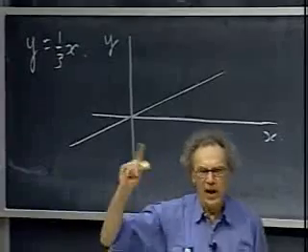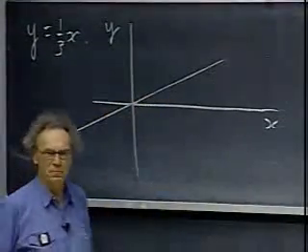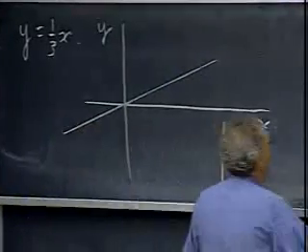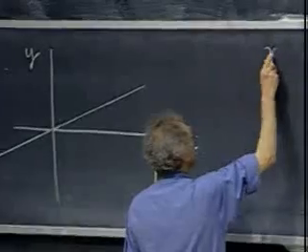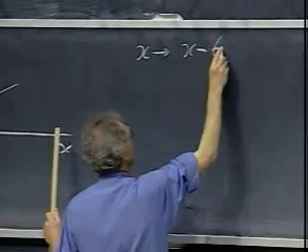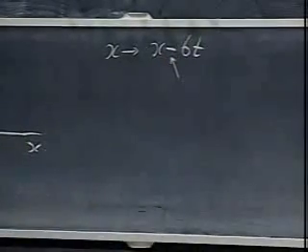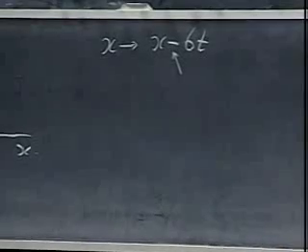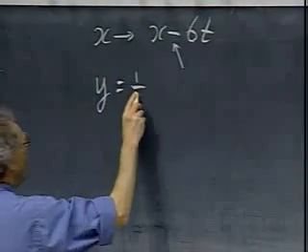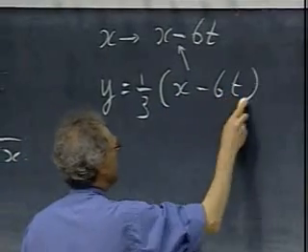Suppose now I want this line to move. I want this line to move with a speed of 6 meters per second in the plus x direction. All I will have to do now is to replace x in that equation by x minus 6t. Notice the minus sign. I will go then in the plus x direction. The equation then becomes y equals 1/3 times (x minus 6t).